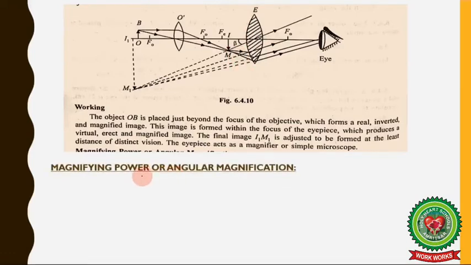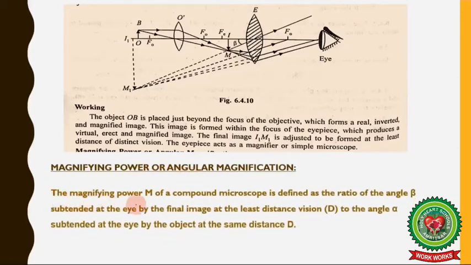So what is magnifying power or angular magnification? The magnifying power M of a compound microscope is defined as the ratio of the angle beta subtended at the eye by the final image at the least distance of distinct vision D to the angle alpha subtended at the eye by the object at the same distance D. So this is the formula for angular magnification or magnifying power of a compound microscope, that M is equal to beta upon alpha.